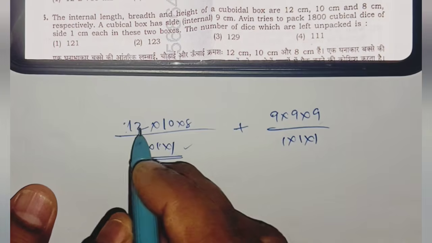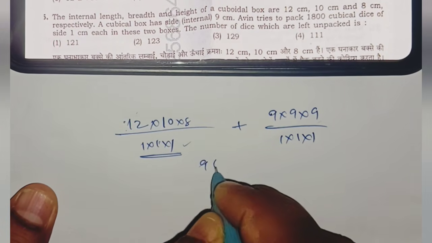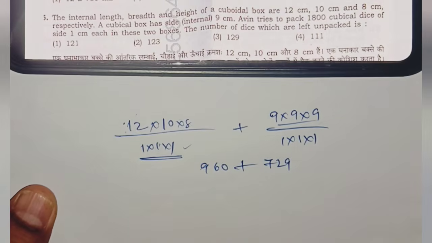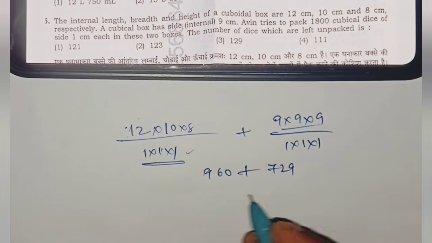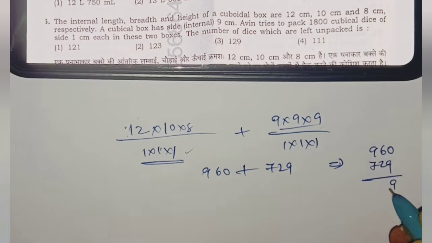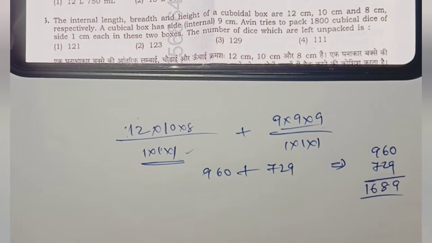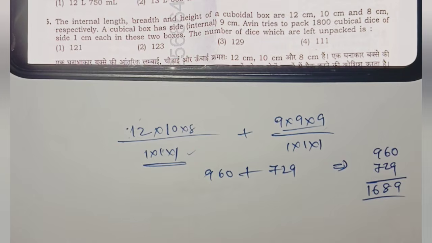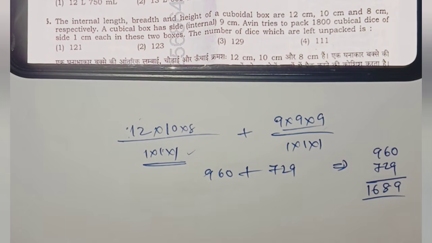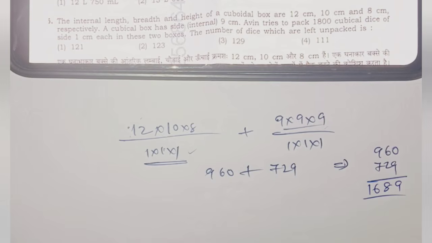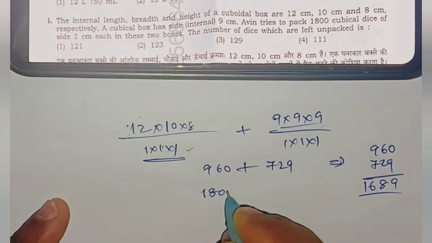Now cancel these values. 12 8s are 96, 96 10s are 960 here, and 9 9s are 81, 81 9s give us 729. So add up these two values, 960 plus 729, which is 1689. That means 1689 dice of size 1 by 1 by 1 can be fitted in both the cuboidal box and the cubical box together, but we have a total of 1800 here.